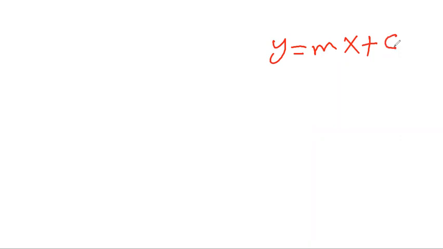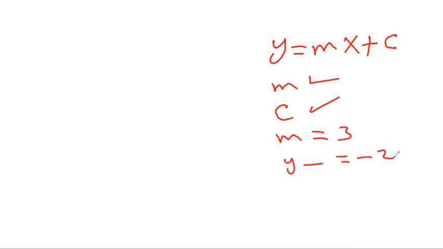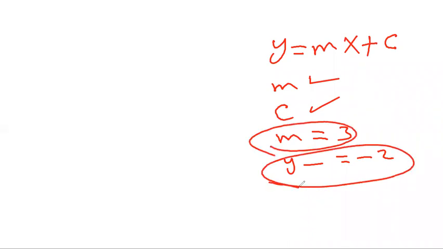Ala, can you complete with me to tell me what's m? M is the gradient of the straight line, and c is the y-intercept. Excellent. So if he asked me to find the equation of the straight line with gradient 3 and the y-intercept is -2, who can find the equation of the straight line with gradient 3 and the y-intercept equal -2?